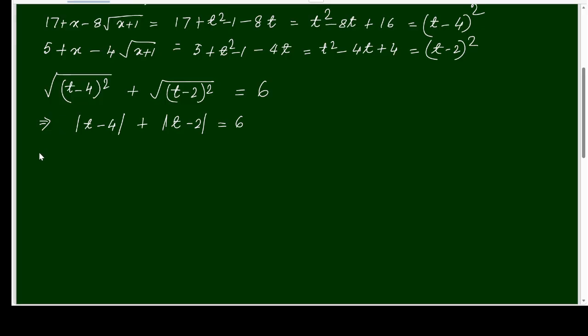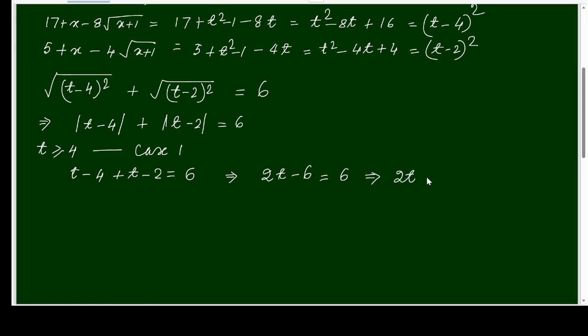One is t greater than or equal to 4. This is case 1. So that time t is greater than 4, which means it is greater than 2, so both will be positive. Then it will be t minus 4 plus t minus 2 equals 6, or 2t minus 6 equals 6, or 2t equals 12 and t equals 6.